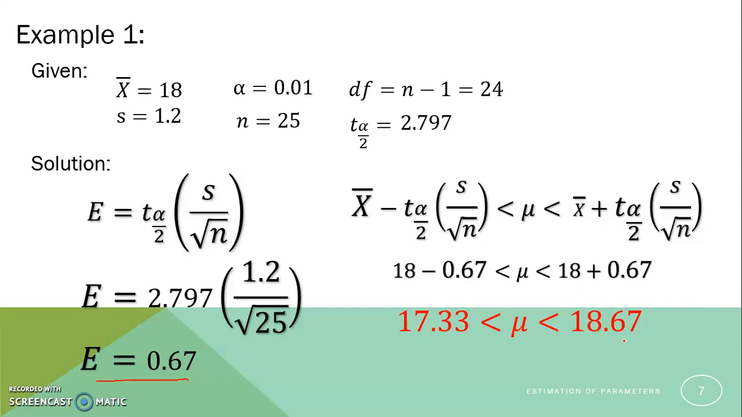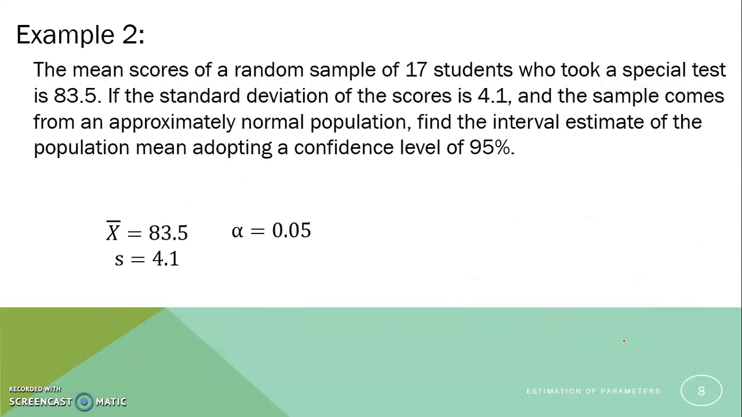Okay, now let's proceed to our second example. The mean scores of a random sample of 17 students who took a special test is 83.5. If the standard deviation of the scores is 4.1 and the sample comes from an approximately normal population, find the interval estimate of the population mean adopting confidence level of 95%.